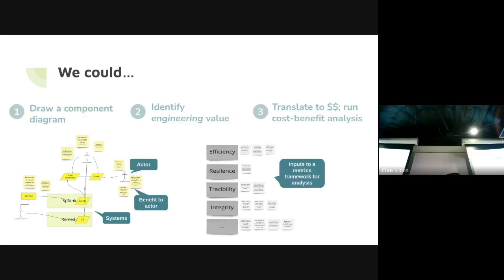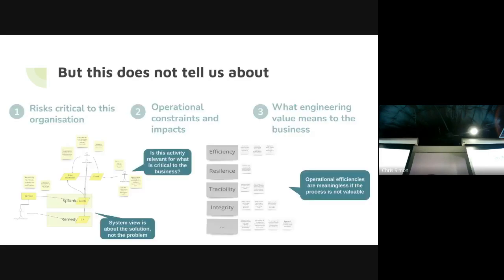And we thought that was a really great thing to do, because you know what the system is, you know what the actor is, what the benefit is. You can translate that benefit into a dollar figure, and that's obviously the best way to solve this problem. But it isn't, because it's not telling us about the risks that are critical to the organization. It's not telling us whether the activity that we're trying to automate is actually critical to the business or just important for that actor. It's giving a system view and not a business view.